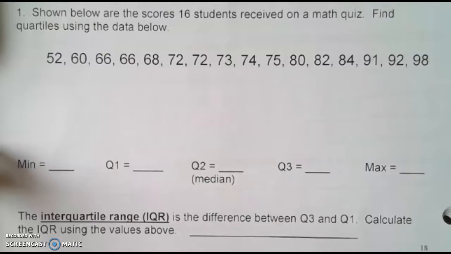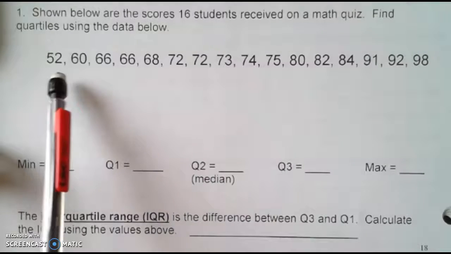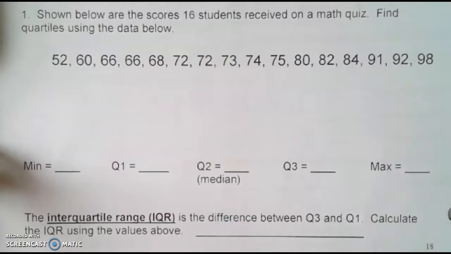In example 1, it says shown below are the scores of 16 students that they received on a math quiz. Find the quartiles using this data. Okay, so we're going to have to identify the quartiles in order to figure out our interquartile range. So I'm going to follow the steps that I just went over above. Step 1, rearrange the data in rank order from smallest to largest if necessary. Looking at my data, I can see that it's already in order from smallest to largest. So I can move on to step number 2, which is finding the median. Okay, the median, remember, is the middle of the data.